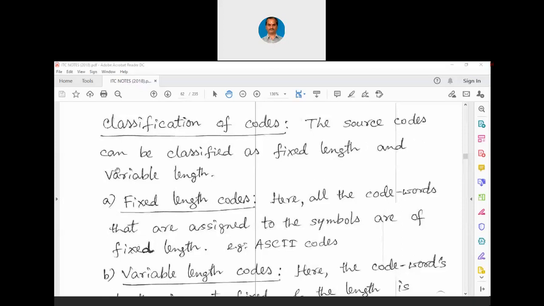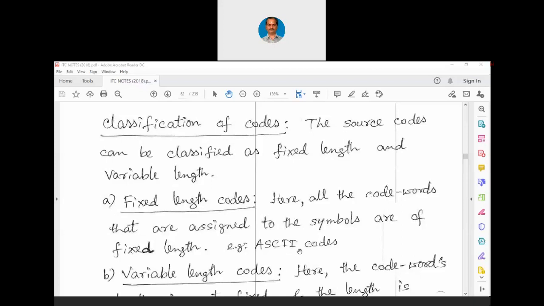Let me come back. The source codes can be classified as fixed length and variable length. Now, fixed length codes are those where the code words assigned to the symbols are of fixed length. For example, ASCII codes, American Standard Code for Information Interchange. Whenever you press a key on the laptop or desktop keyboard, each key is assigned a particular code word, and that is a fixed length code. If it is normal ASCII, it is a 128-bit code. If it is extended ASCII, then it is a 256-bit code, where in the extended ASCII there are graphical characters as well. So the American Standard Code for Information Interchange contains all these codes which are of fixed length.